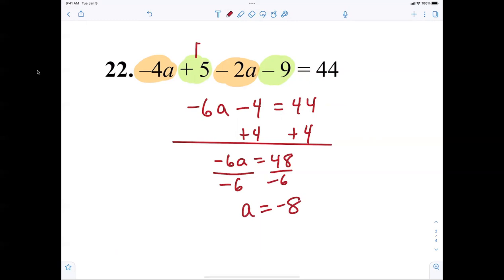So just to summarize, you need to combine terms. 5 minus 9 is how I got the negative 4. Just to make sure everybody's with me. And then when I combine negative 4 and negative 2, that's how I got the negative 6. Does anybody have any questions with combining terms?